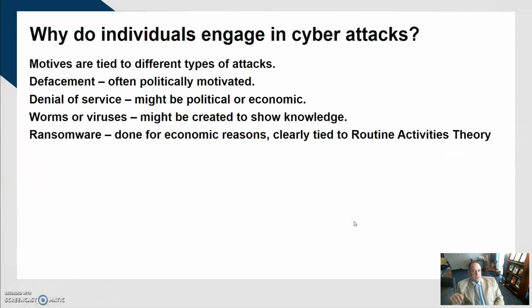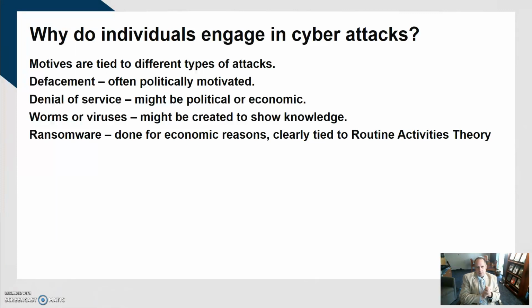Why do people engage in cyber attacks? Quite simply, it depends on the type of cyber attack we see. Defacement is certainly going to be more about political motivation or some sort of revenge. It's essentially like riding on the subway or driving down the road and seeing that people painted a message on the side of a building. This is vandalism in cyberspace, and it's often politically driven.